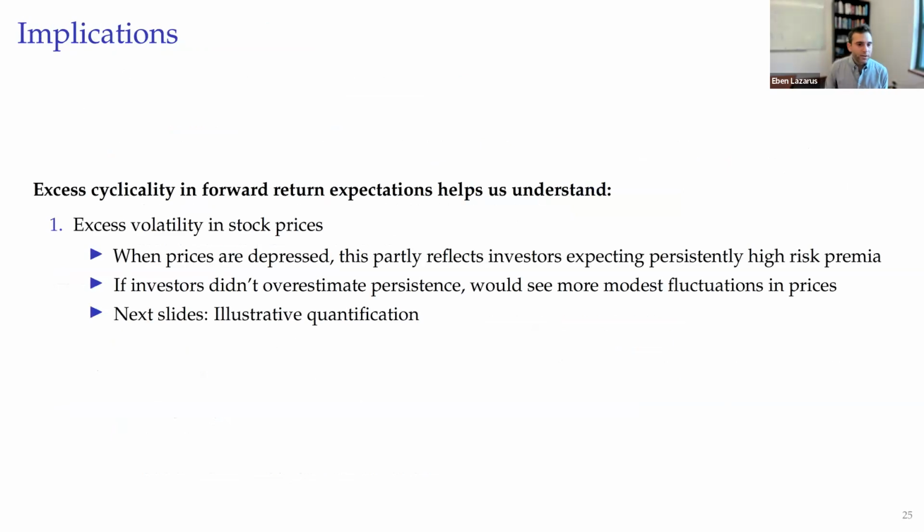So let me turn to why we think these results are important. Why does it matter that forward return expectations are excessively countercyclical? So first, coming back to this issue of excess volatility in prices. When prices are depressed, that partly reflects high risk premia at all future horizons based on our results. Some of those high expected future risk premia we're finding do not line up with expectations of expected returns after the fact. And so if investors didn't overestimate the persistence of discount rates, we can ask, what would variation in prices look like? And so we have a back of the envelope exercise to quantify this.